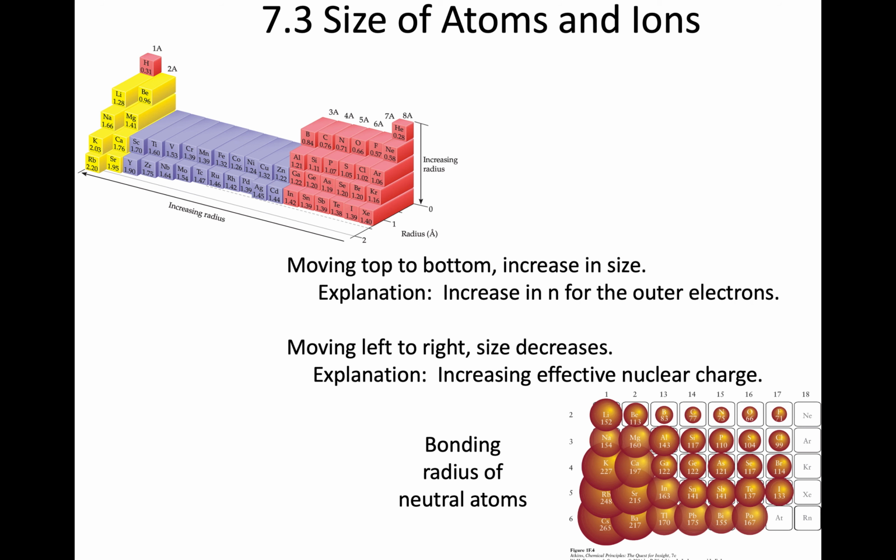I would say as we move down the periodic table, there's an increase in n, the principal quantum number. The atomic orbitals are getting larger for the outer electrons, so the atoms are getting larger. As I move left to right, I have an increase in the effective nuclear charge, which is leading to a contraction.